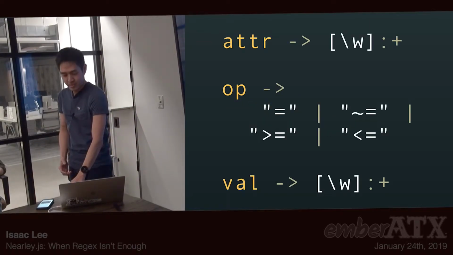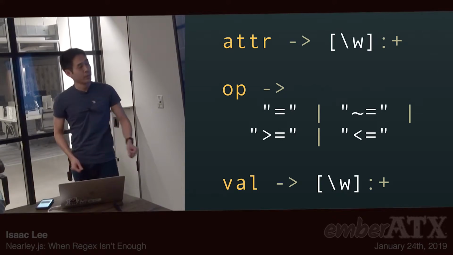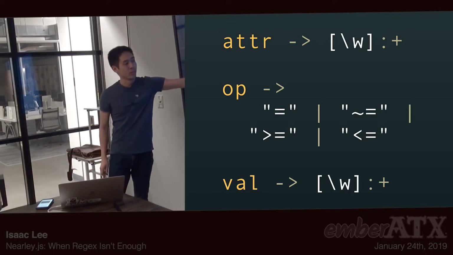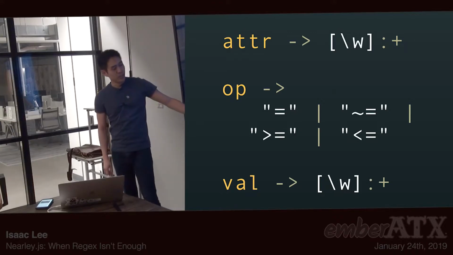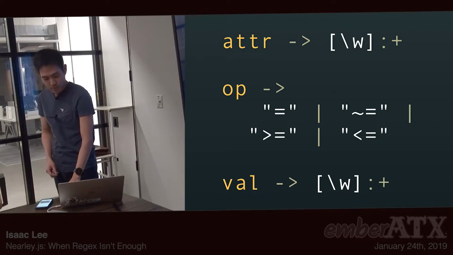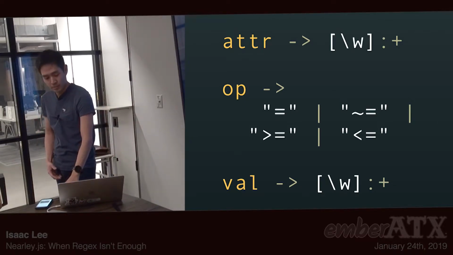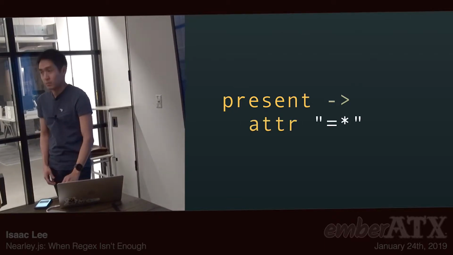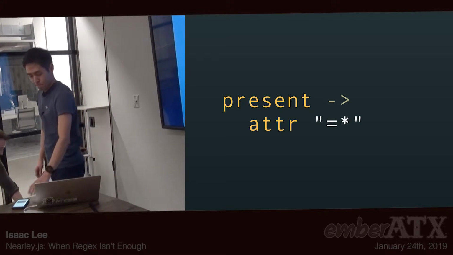What is an attribute? Again, for simplicity, my attribute only consists of letters, numbers, and underscores. An operator can take one of these forms: equal, similar, greater than, or less than. And then the value, again for simplicity, I'm just going to consider letters, numbers, and underscores. So I've defined my simple expression. The last thing I have to define is a present expression. A present expression is just an attribute followed by equal star.